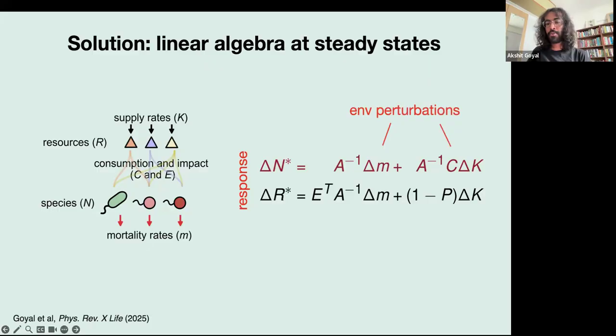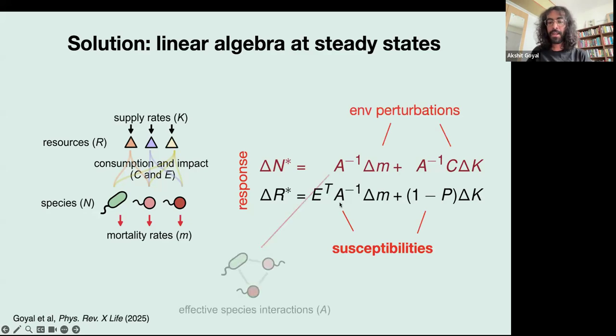And so, of course, just to orient you here, these delta M's and delta K's are environmental perturbations, and these are exactly the susceptibilities that we computed. And some of these quantities, for instance, the A, is just the effective species-species interaction that you might be used to if you're thinking about a Lotka-Volterra model or any sort of pairwise ecological interaction model. And of course, these C's and E's are the consumption and impact matrices.